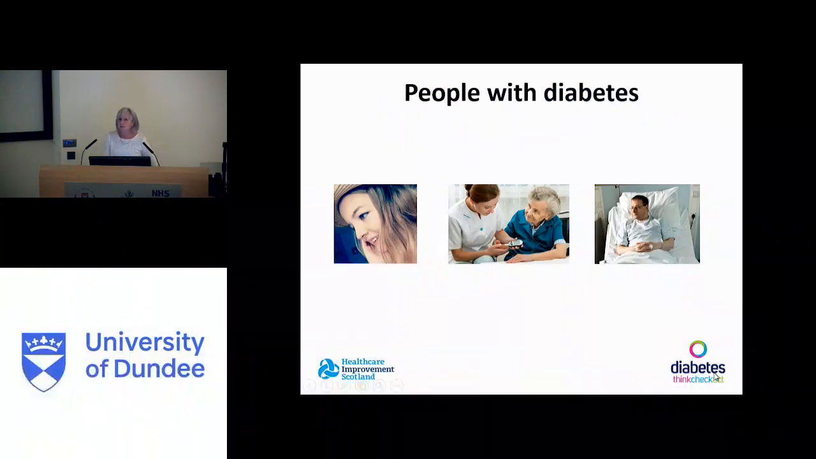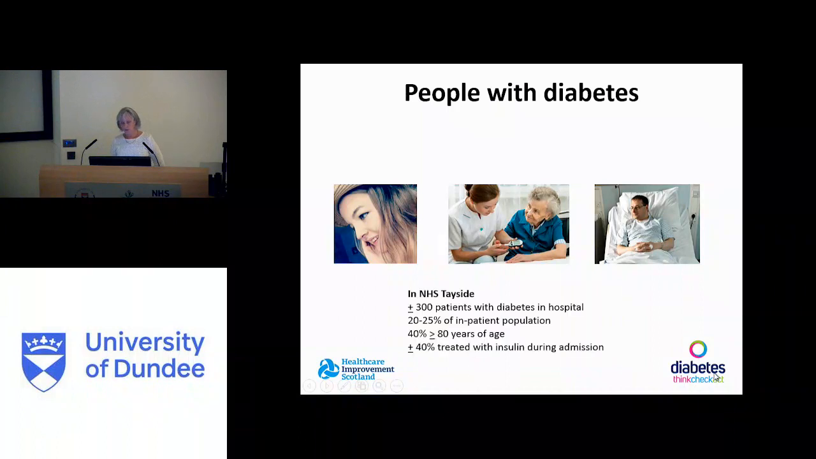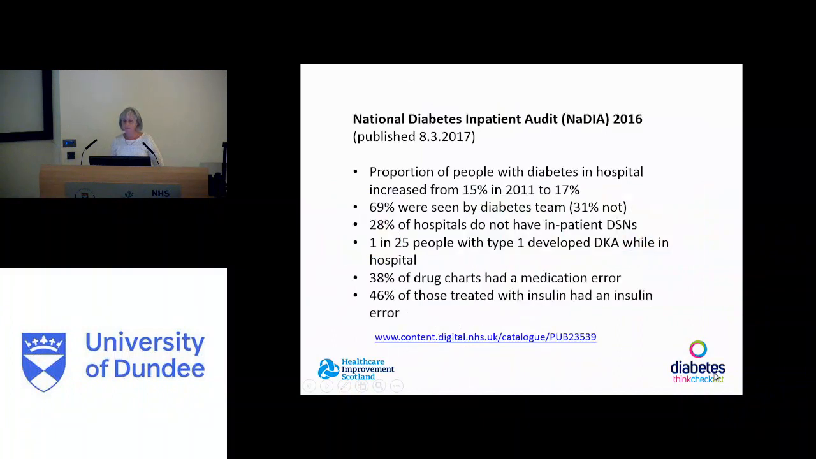So if we look at the people who have diabetes, they come from all walks of life. Diabetes knows no social bounds. In NHS Tayside, we probably have around 300 people in hospital every day with diabetes. And we know that because we've got good electronic links, which I'll demonstrate. We know that when we look, about 40% of these people are 80 years or older, so we have an elderly population, and we know that around 40% are treated with insulin.